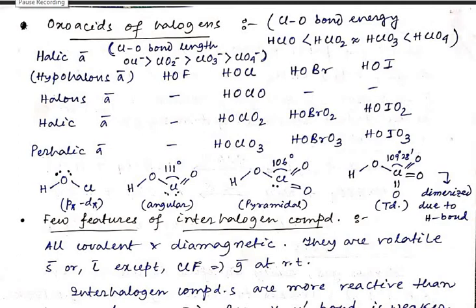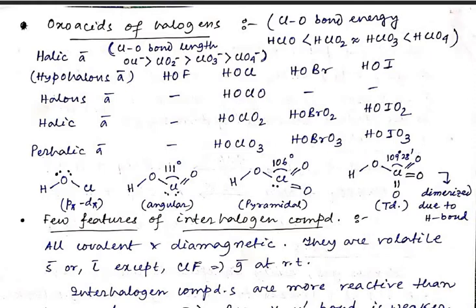Hello students, in our last two classes we have discussed the physical characteristics, the order of the ionization energy, electronegativity, and density of the group 17 elements. We have also discussed the color of the group 17 elements, mainly for the halogens, that is fluorine, chlorine, bromine and iodine.